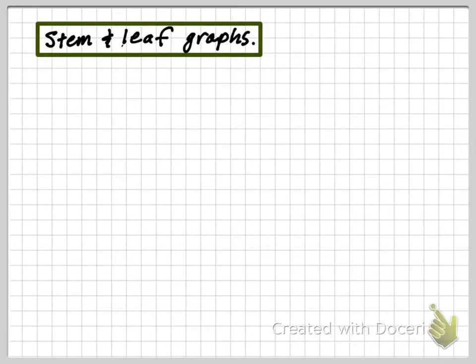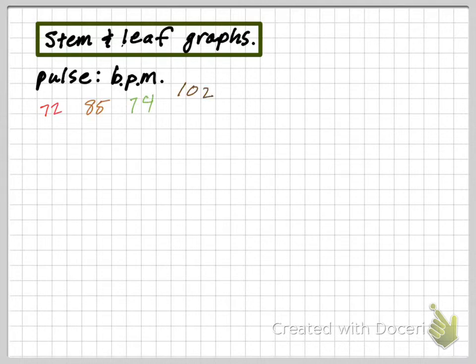Hello everybody, today I'd like to talk to you about stem and leaf graphs. So let's start with maybe an example like pulse rates, beats per minute. If somebody asked you to take your pulse rate over a minute, and then you counted how many beats you had in that minute. And if I asked a bunch of people to do that, maybe throw their answer up on the board, it might look like this.